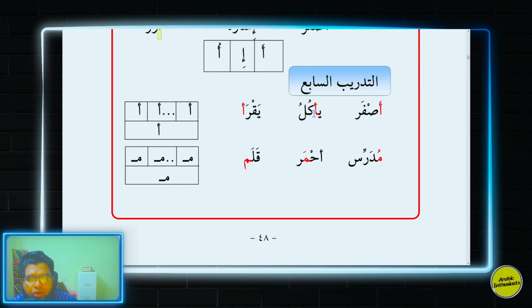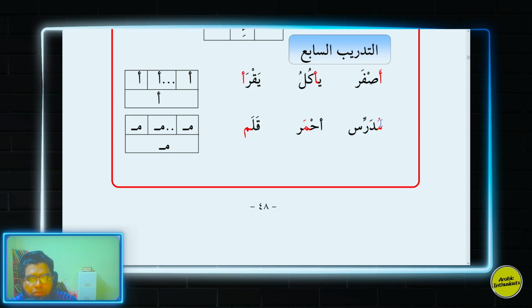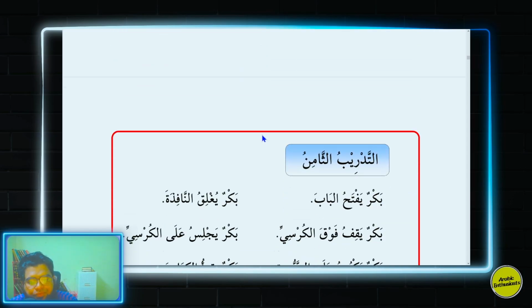Asfar, yakulu, yaqra'u. Yellow, he eats, he reads. Mu, he wants us to practice. Mudarris, teacher. Ahmar, qalam. Ahmar, red. Qalam is pen.